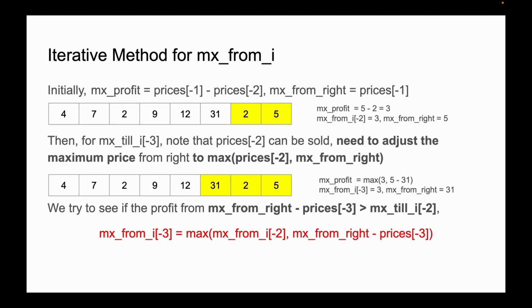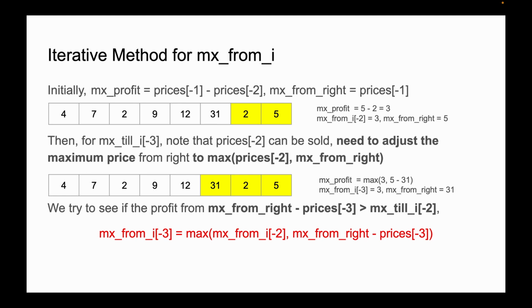We also need to generate the maximum from I array, which will show you the maximum profit possible from index I till the end of the array. For this scenario, we will have to start from the end of the array and iterate backwards. Initially, maximum profit is going to be prices minus 1, which is 5, minus prices minus 2, which is 2, so 5 minus 2, which is 3. And we set the maximum from the right value to be prices minus 1, which is 5.